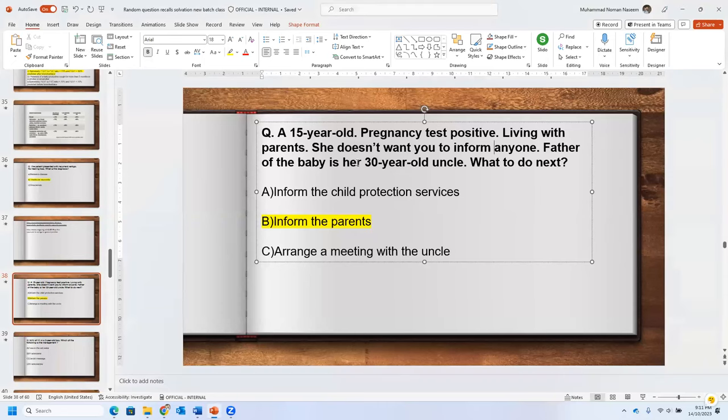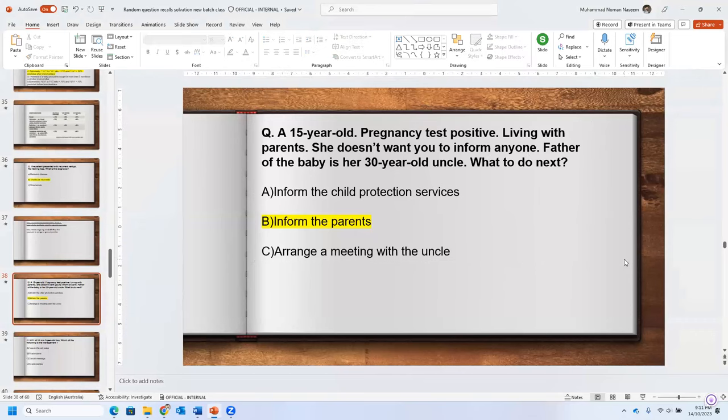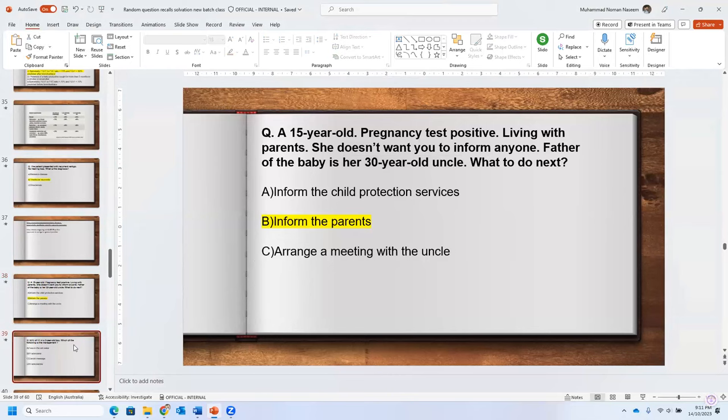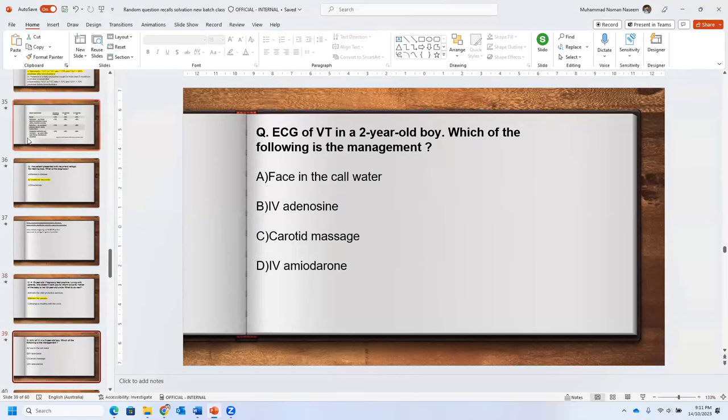If the father of the baby was a boyfriend of a similar age group, then sure, you can keep the confidentiality for the patient. But if the patient is clearly having sexual harassment, then you need to inform the guardians as well as the child protection services. Is it clear, guys?